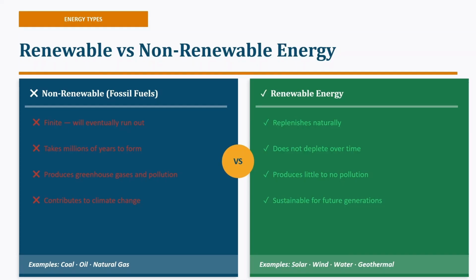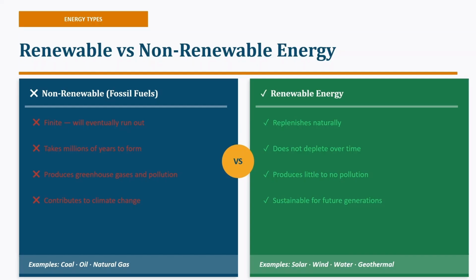Then secondly, for a new one to form, it takes millions of years. So countries that have these fossil fuels have them because they were formed millions of years ago, and they are enjoying the benefits today, not that they did something to gain it today. Then thirdly, they produce greenhouse gases and pollution, as we have said, which can also contribute to climate change. So that's about non-renewable sources of energy, of which fossil fuels are a major part.